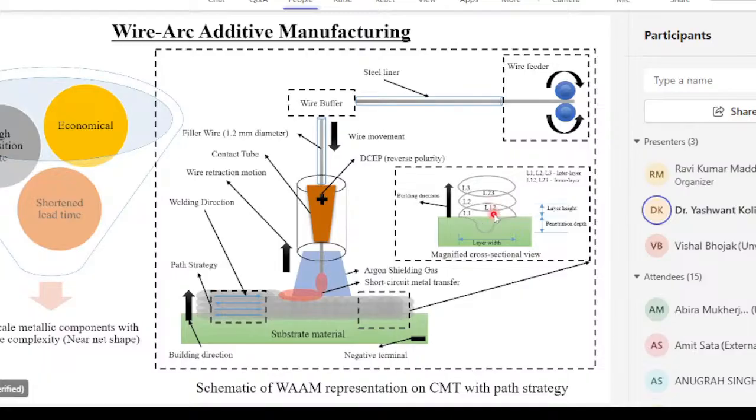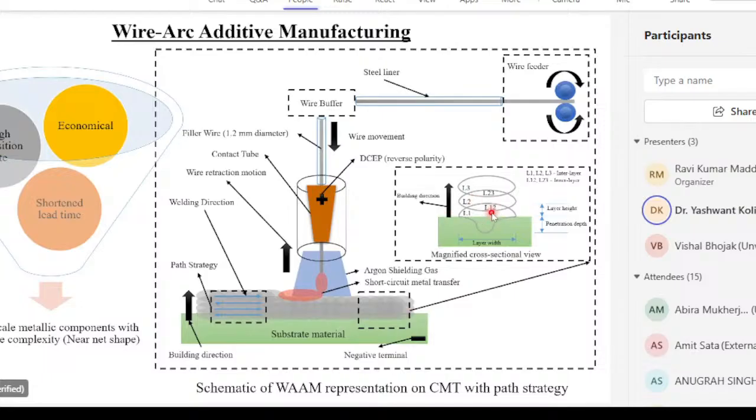But L12 and L23, as you can see in the diagram, are the inner layers, which are automatically made when the second layer is laid over the first layer. Some dilution of the second layer into the first layer will happen. We often refer to this concept as the heat affected zone also. It is basically a dilution zone or heat affected zone. This is the weakest zone of the layers, and this will increase as the number of layers increases in the building direction.